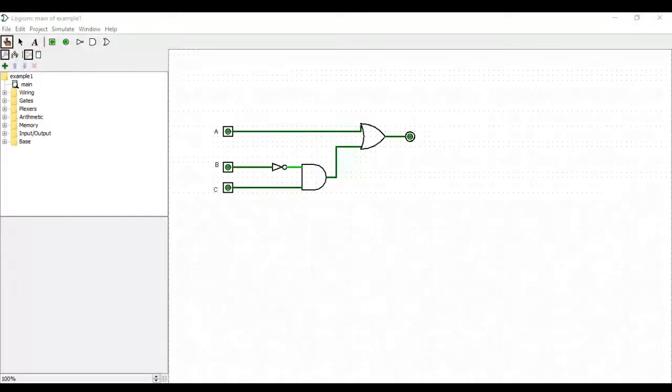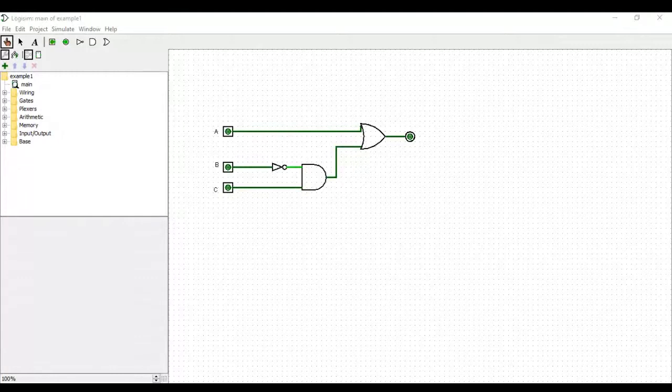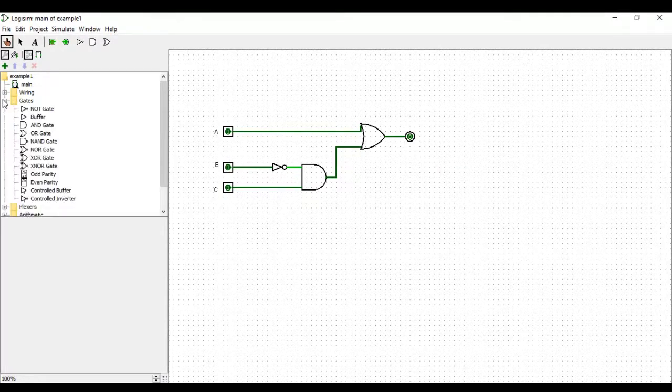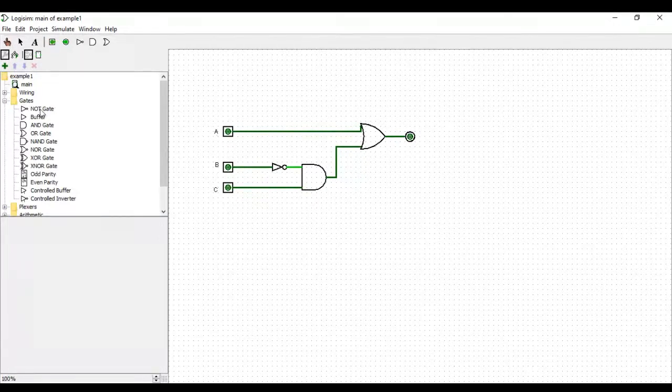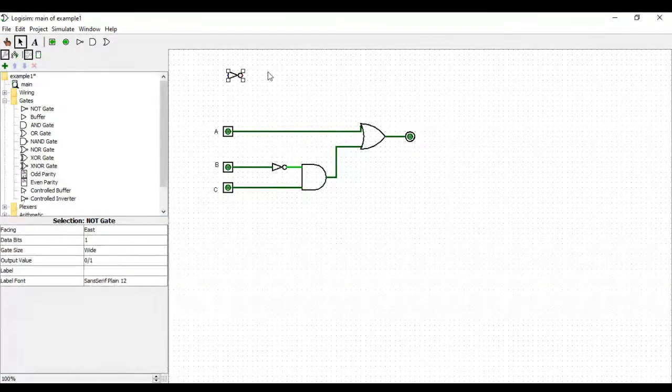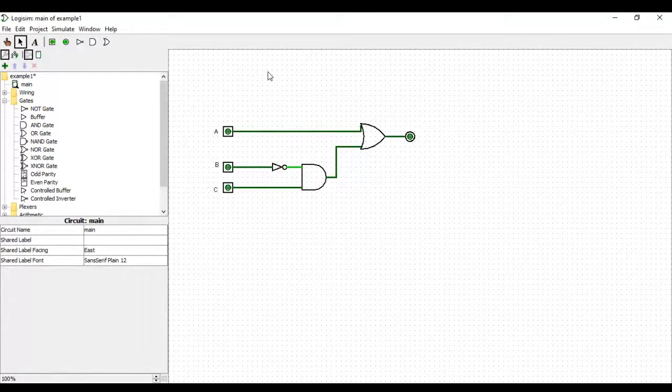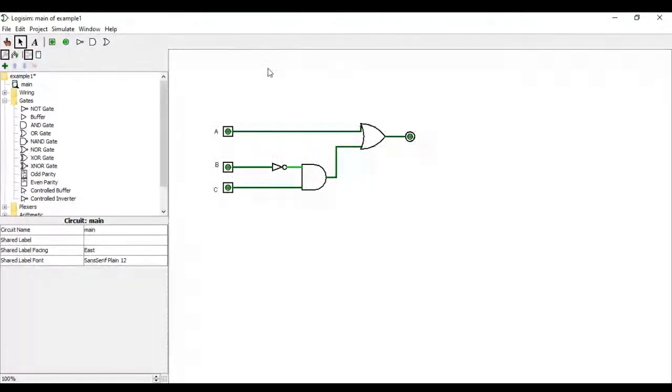Can you see the Logisim? Okay. This program is very easy. You can see the gates in here. All of the gates are already in here, and you can put the gates like that and maybe erase them, and you can do some exercises with them. It's a very simple program. Please learn how to use it.